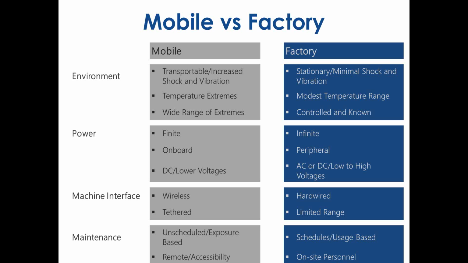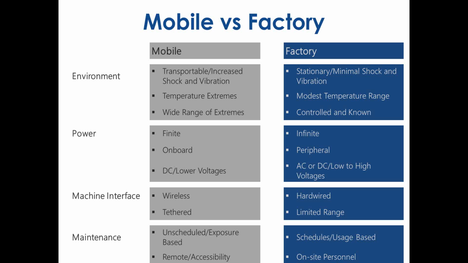Let's contrast the differences between a mobile environment and a factory environment. On the environment side, the mobile platform has to be transportable, so it's going to see a lot more shock and vibration during even its transport and during the runtime. In a factory, most of the vibration or shock it sees is the machine inducing that onto itself or nearby machines. In the mobile environment, the shock and vibration comes from being transported in a plane, a military vehicle, or even just a standard vehicle driving on the road or a gravel road.